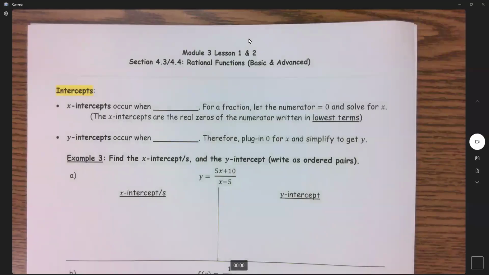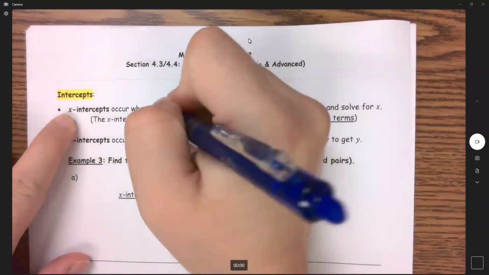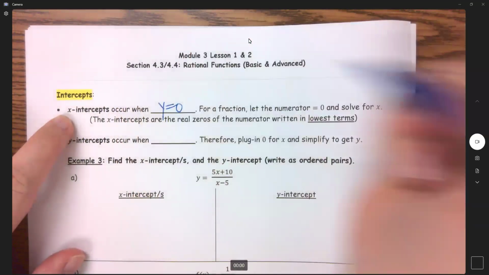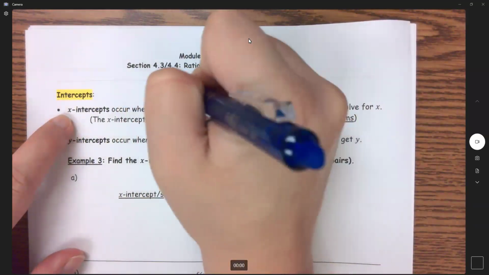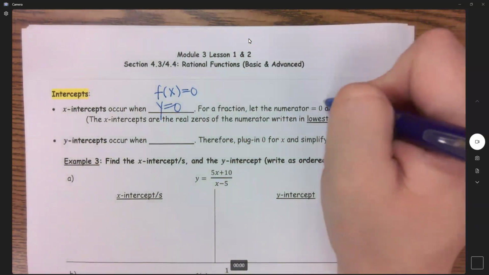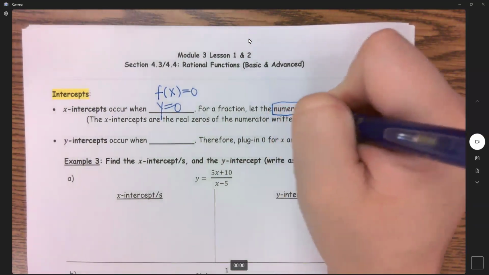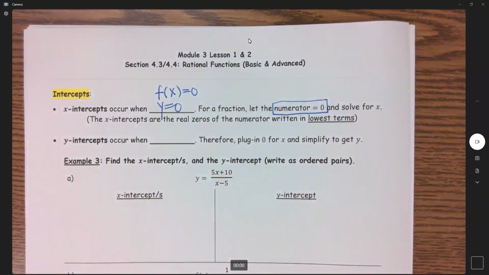The last thing we're going to practice are x and y intercepts, and then we're going to put this all together and graph a rational function. So your x-intercepts occur when y equals 0 or f of x equals 0. And it goes on to say that for a fraction, we are going to let the numerator equal 0 and solve for x.